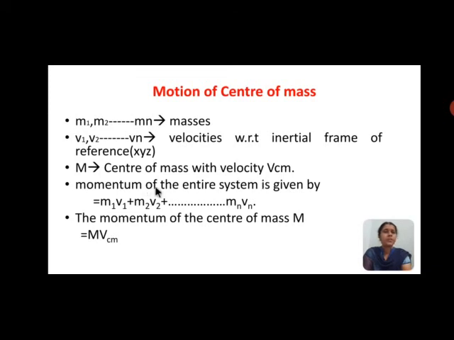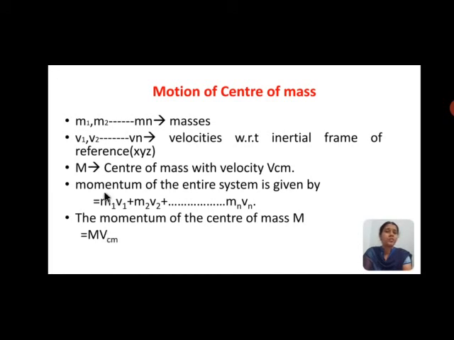So now we have to write the momentum of the entire system. How will we write the momentum? Momentum is nothing but the product of mass and velocity. So now we write m1 v1 plus m2 v2 plus up to mn vn here. Now the momentum of the center of mass: how will we write it? That is equivalent to capital M V CM. Capital V is nothing but the total velocity, the combination of V1, V2, V3.